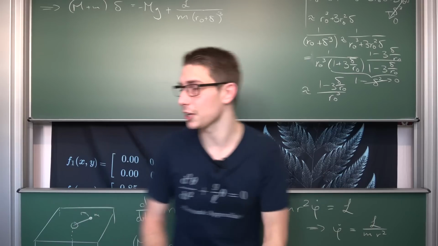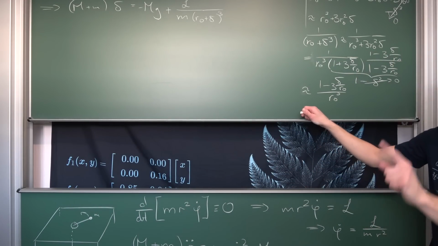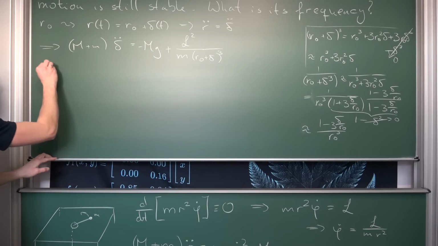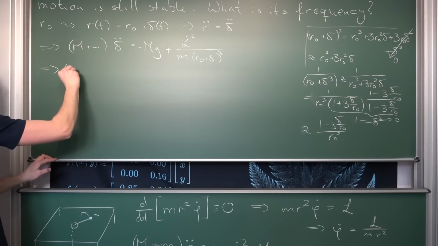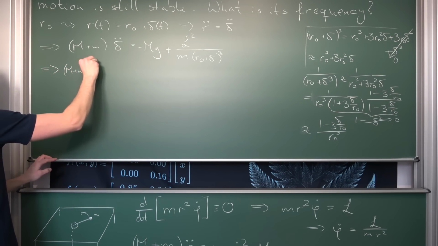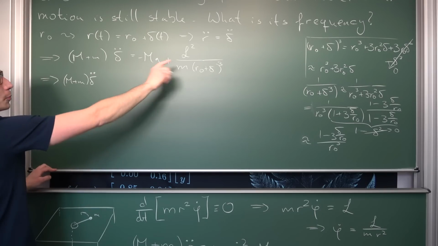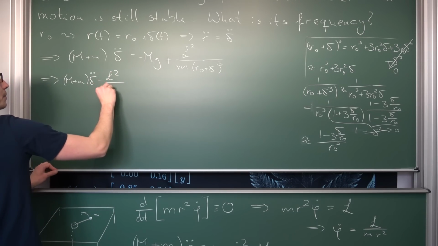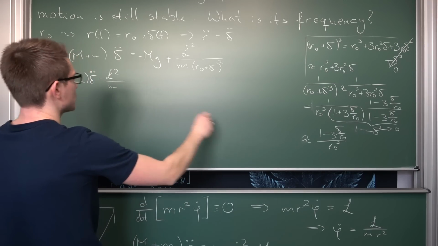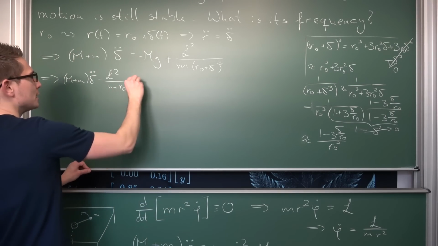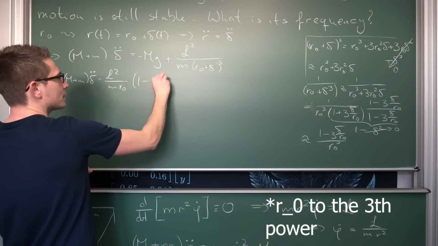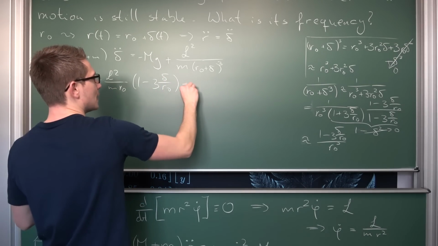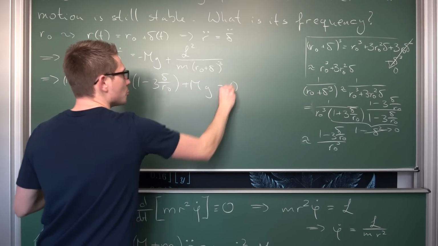Yeah, everything's a harmonic oscillator if you're brave enough, and this is going to apply right now at this very moment. We're going to plug everything into here. We're going to get m plus m delta double dot, and then we're going to bring everything to the other side. We're going to have minus L squared divided by m, and also what we are going to have is r naught times 1 minus 3 delta divided by r naught, and also plus m times g is going to be equal to 0.